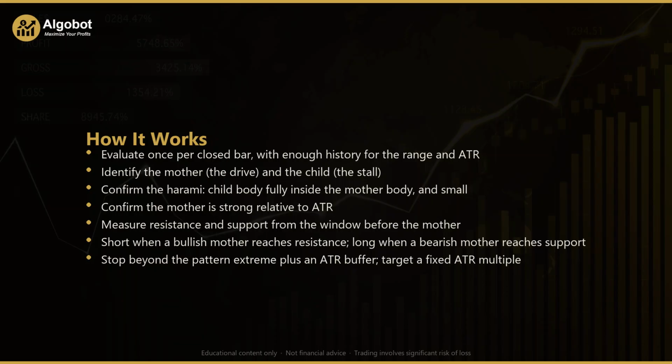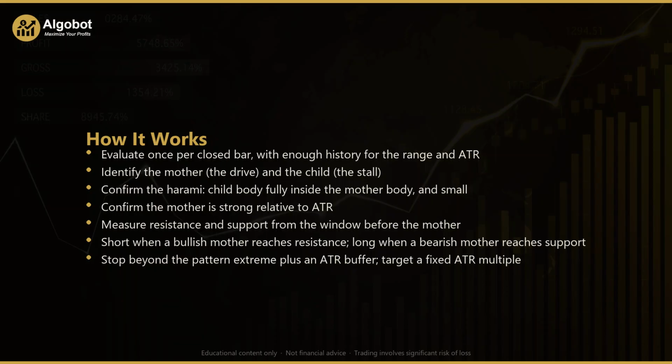The strategy then looks at the two most recently closed candles. It calls the older of the two the mother candle and the newer one the child candle. The mother represents a strong, conviction move, while the child represents a sudden stall. To qualify as a Harami, the child's body must sit entirely inside the mother's body. The child's body high must be at or below the mother's body high, and the child's body low must be at or above the mother's body low.